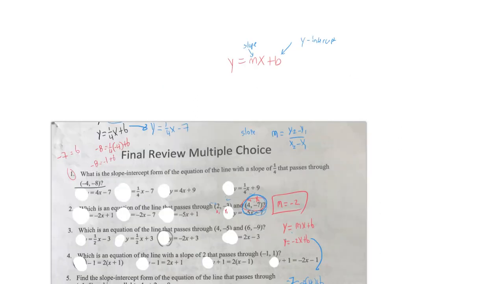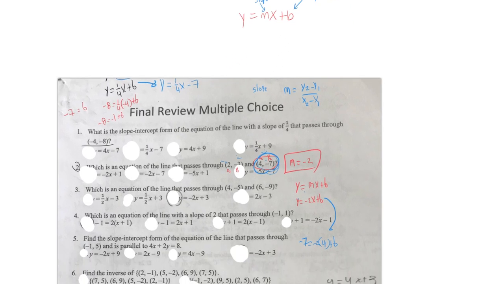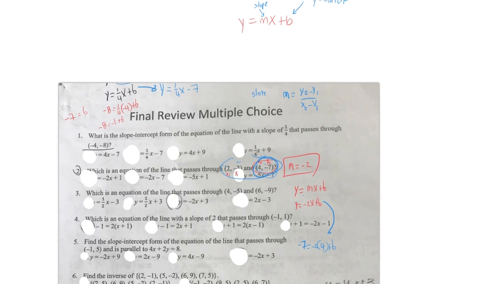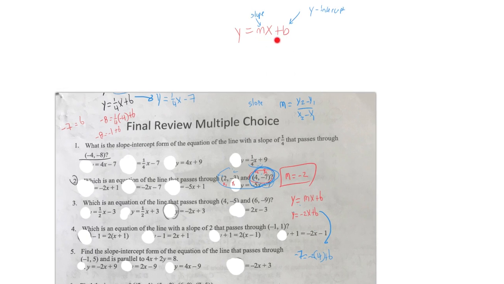All right, so looking at number 2, which is an equation of the line that passes through 2, -3 and 4, -7. Our first goal is to find the slope itself, because if we had the slope, we could then construct the equation of the line, as we just did. So we want to find the slope between these 2 points, and the way to do it is to use the slope formula, which says that m equals y2 minus y1 all over x2 minus x1.